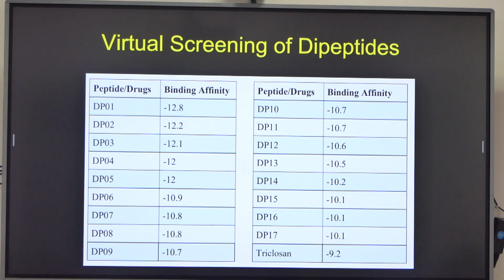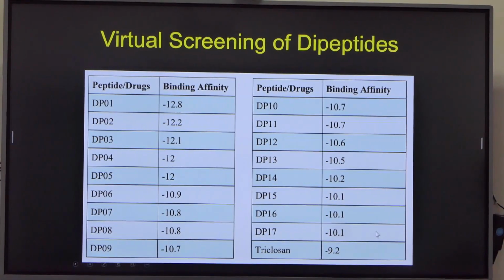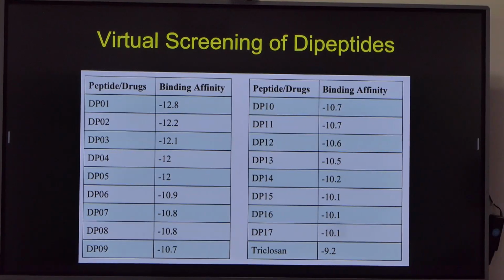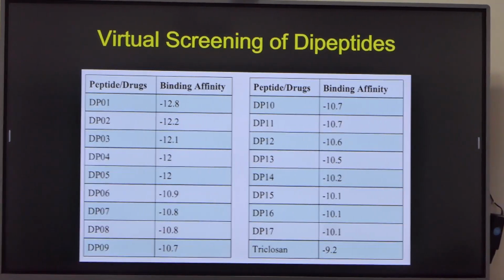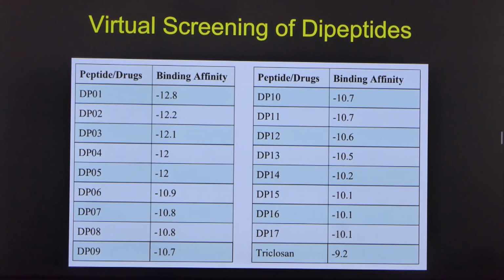Right, triclosan is still 9.2 here because different softwares give you different values. That was the software which I used 20 years ago. This is the new software based on new types of force fields and new calculation methodologies. Potential energy. You get better binding affinity if more energy is released, right? The more negative the score is, the better is the binding affinity.